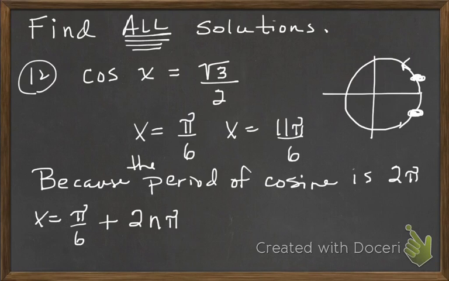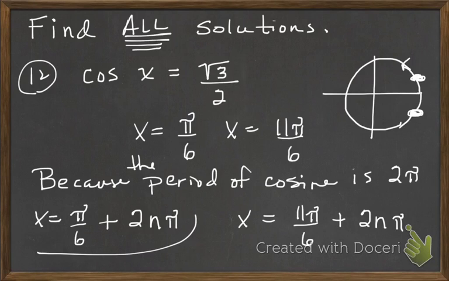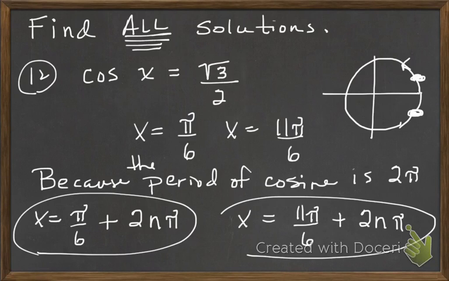So we've got to do that to pi over 6, and we also have to do it to 11 pi over 6. So if we're at 11 pi over 6 and we rotate around another 2 pi, we get the same cosine value. If we rotate 4 pi, 6 pi, 8 pi, an even number of pi, and then we show all solutions by adding 2n pi. So if you circle those, those are all the solutions.